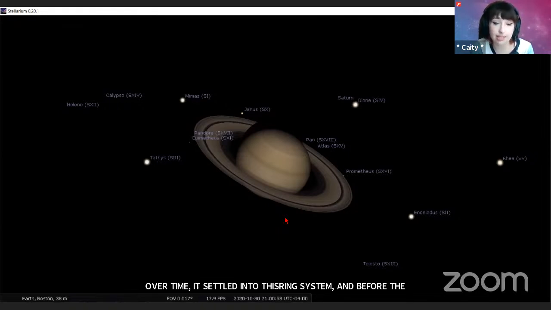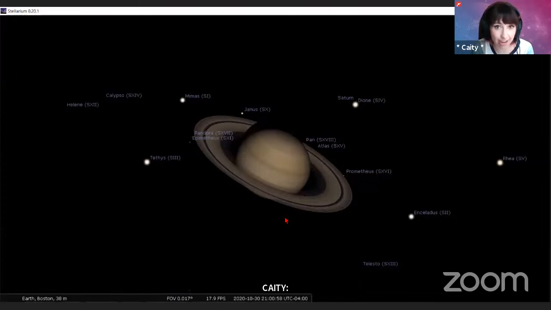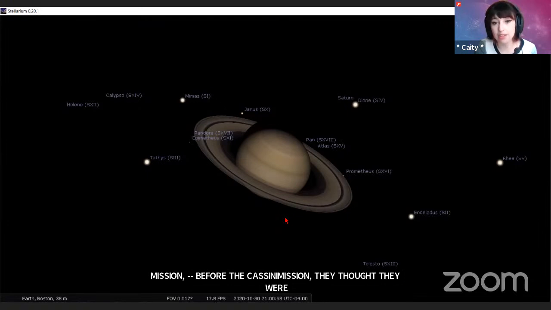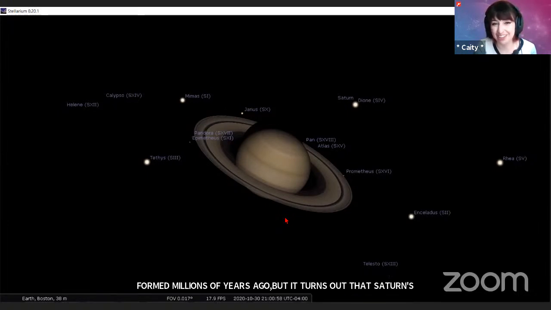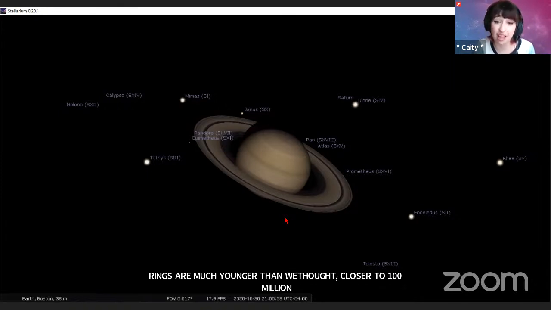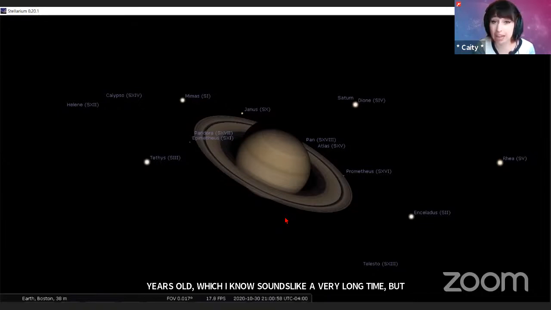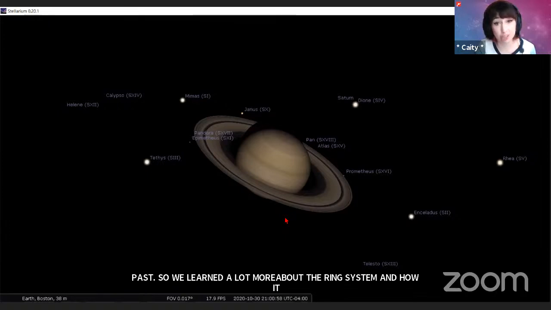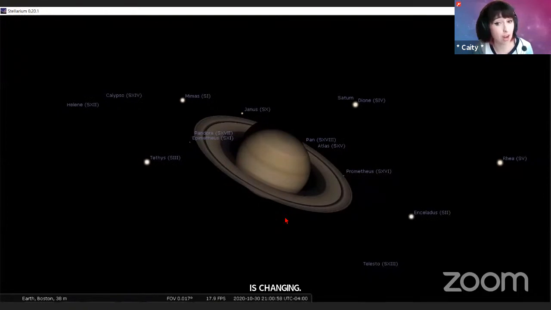But it turns out that Saturn's rings are much younger than we thought, closer to 100 million years old, which I know sounds like a very long time, but compared to several billion years, that is like the recent past. So we learned a lot more about the ring system and how it's changing. It will eventually probably disintegrate or fall into Saturn over time. So probably another 100 million years or so, Saturn will not have a ring system anymore.